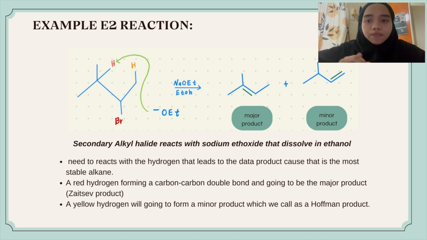Then in this reaction, the red hydrogen will form a carbon-carbon double bond, and it is going to be the major product, which we can call the Zaitsev product. If it goes with the yellow hydrogen, then it will form the minor product, which we can call the Hofmann product. Okay, that's it.